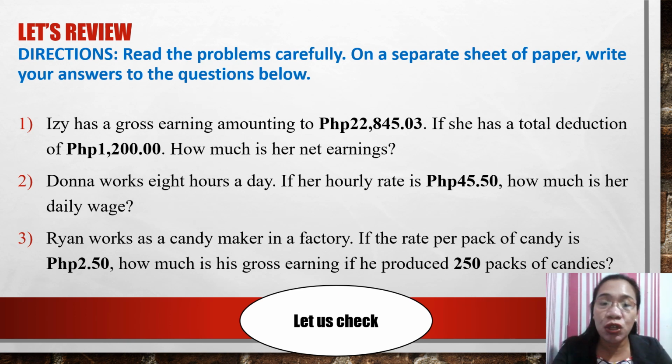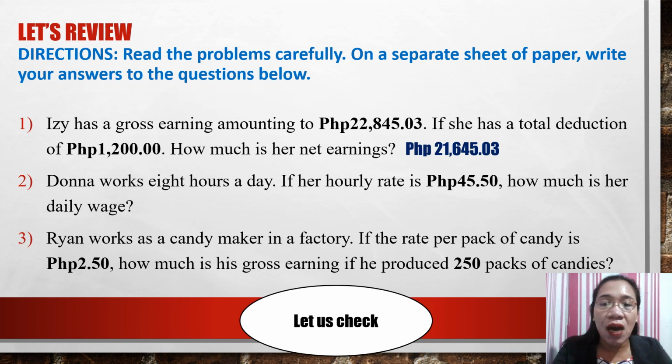So very easy. You simply deduct 1,200 from IZ's total gross earning, which is 22,845.03 minus 1,200. That will give you 21,645 pesos and 3 centavos. Okay, who got a correct answer? Very good. Next question. Donna works 8 hours a day. If her hourly rate is 45 pesos and 50 centavos, how much is her daily wage?